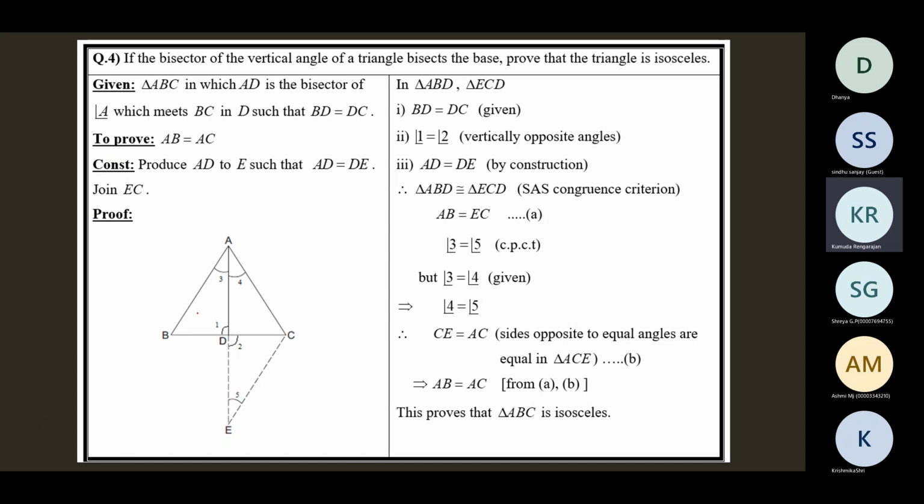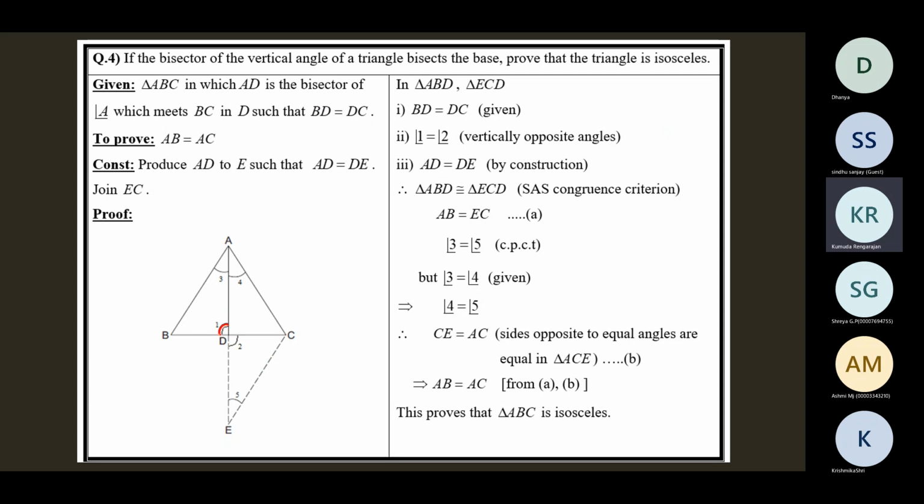Now, take up these two triangles. Let's prove that these two triangles are congruent to each other. Now, see here, angle 1 is equal to angle 2. Vertically opposite angles are equal. BD of this triangle is equal to DC of this triangle, because it's given that BD is equal to DC. DC is a side of this triangle. DC is also a side of this triangle.